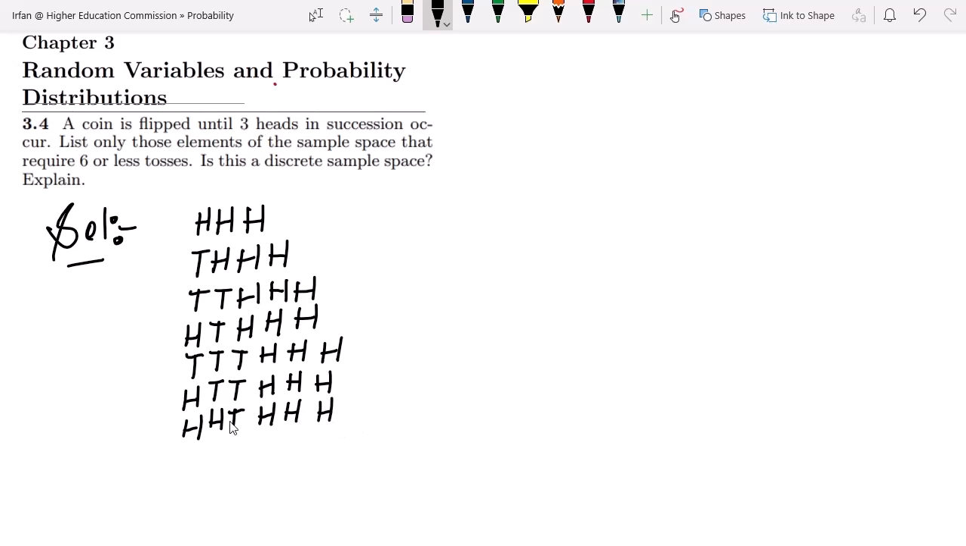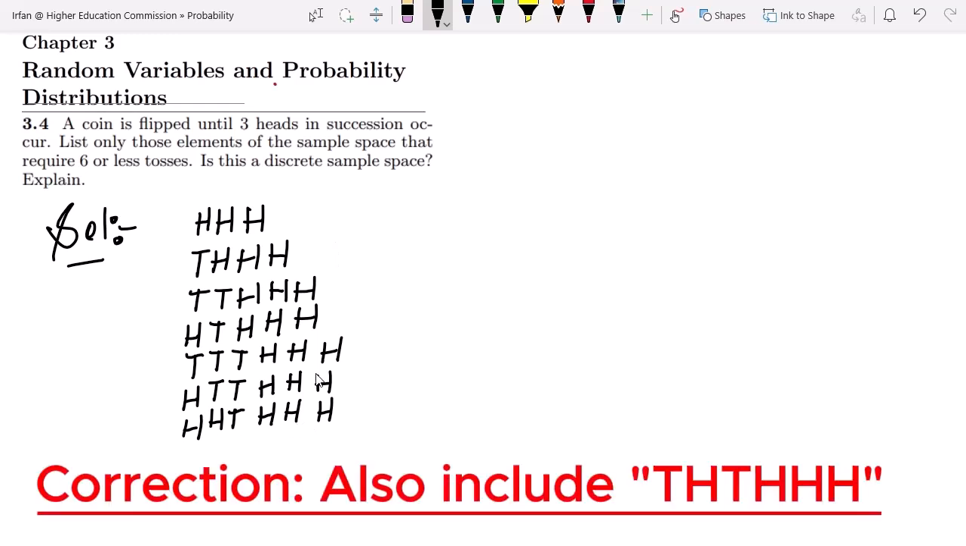Okay, so these are now 6, and we have seen that we have reached the limit of how many tosses there can be. These are the 6 tosses, which are the maximum limit, and after it we will exceed the number of tosses. So these are all the possibilities, or the sample space, which we have here, and we can very easily see that these are all discrete elements.